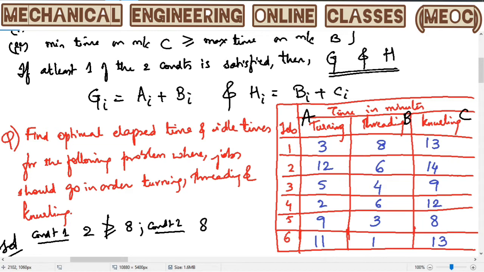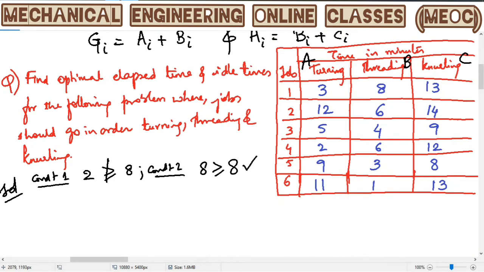Is 8 greater than or equal to the maximum time on machine B, which is threading? The maximum time on machine B is 8. So 8 is greater than or equal to 8. This condition is satisfied. Because at least one condition is satisfied, we can now write this 3 machine problem.